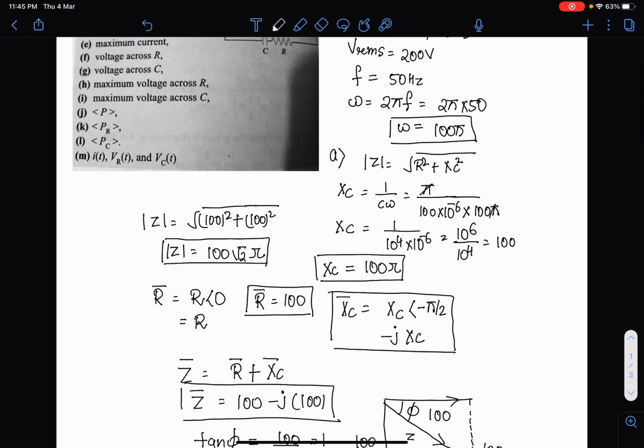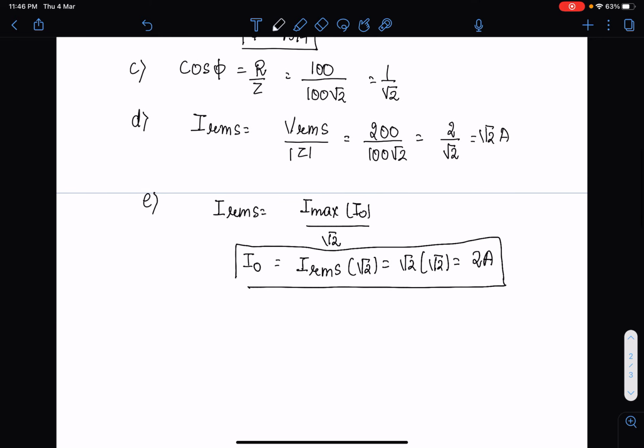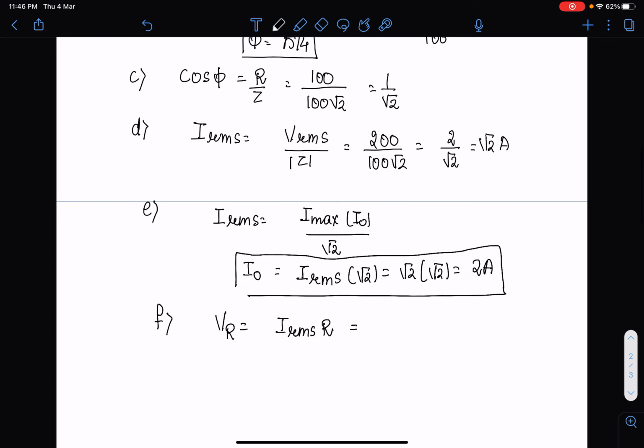Next part, F part, voltage across R. So basically they are asking the RMS voltage across R, right. So voltage across R, how will you write it? You will write RMS current into R. And we have already calculated the RMS current, which is √2. So √2 into resistance, which is 100, that is 100√2 volt, right. So this is the F part.